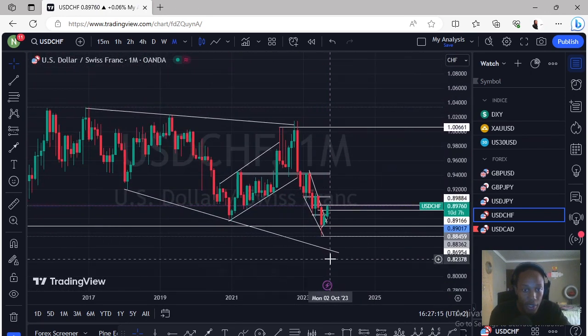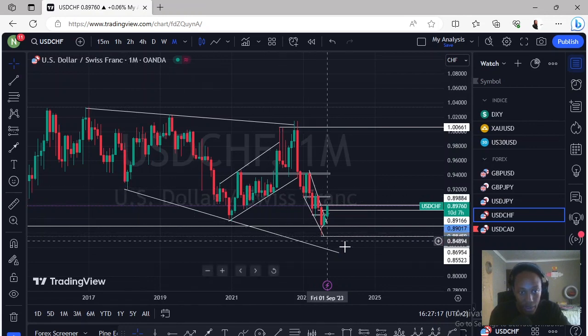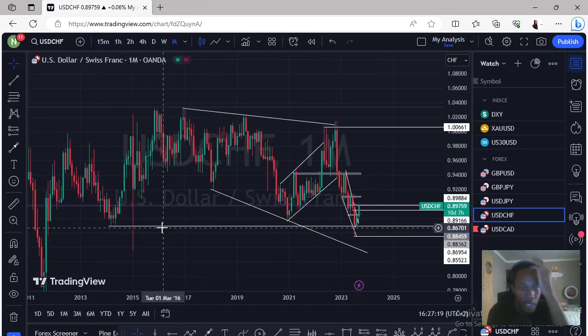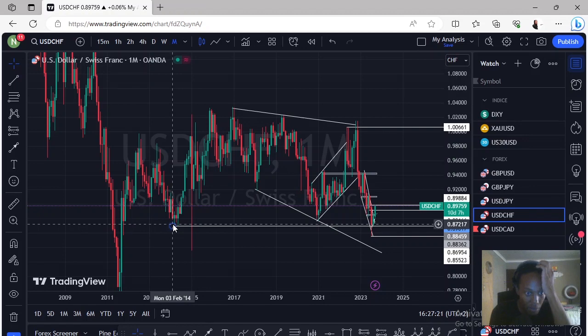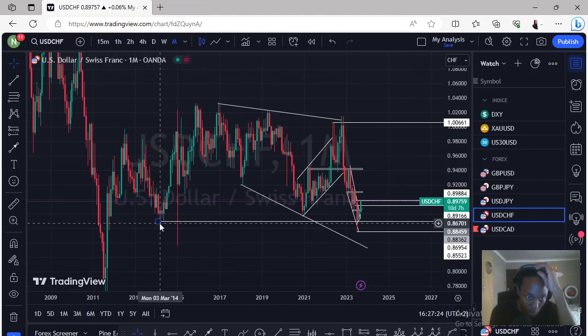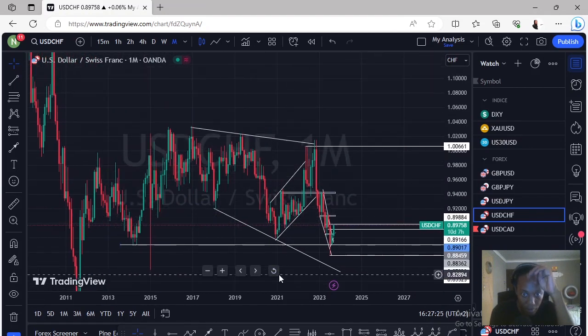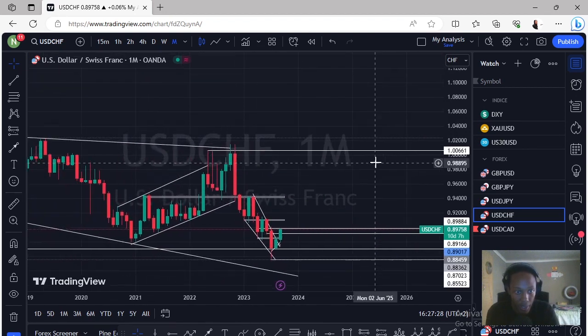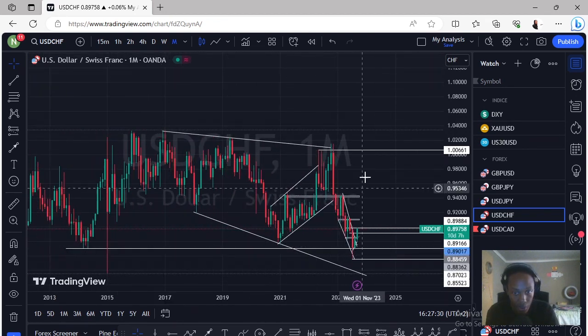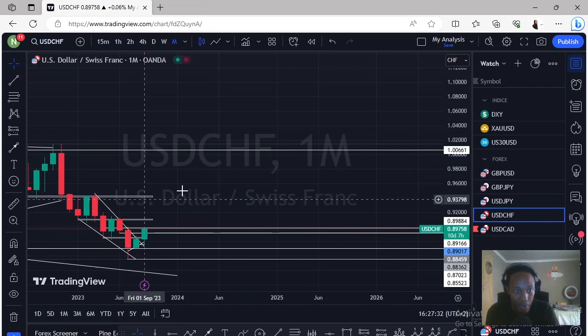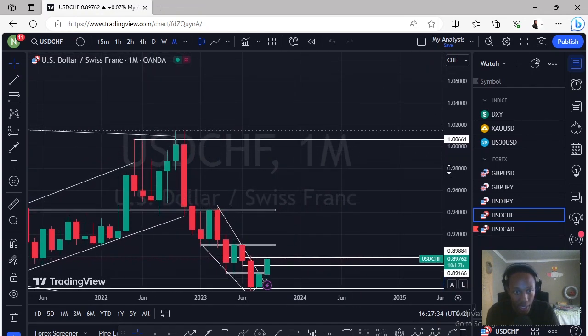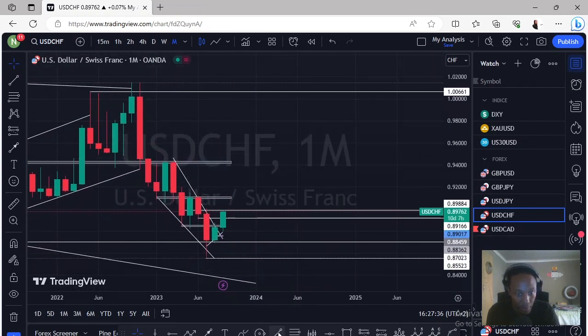On the monthly you can see that we had this support over here, and we had this strong area of support also on this level over here. So the market, when it reached this area, decided to head up. So I'm anticipating the market to head up until this level over here.